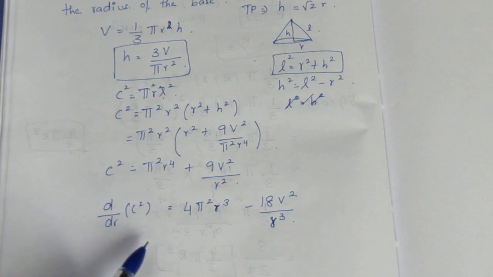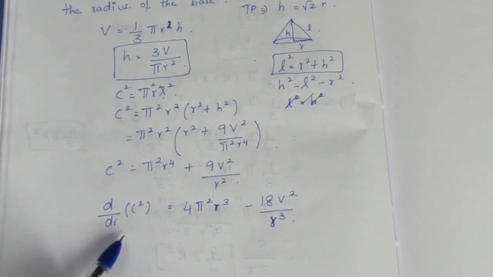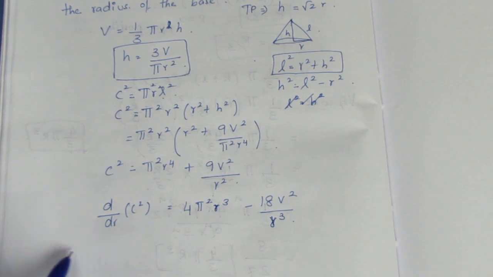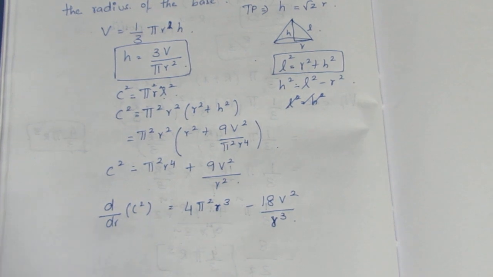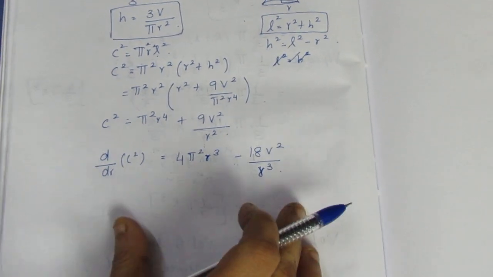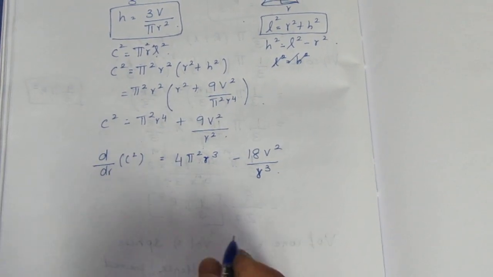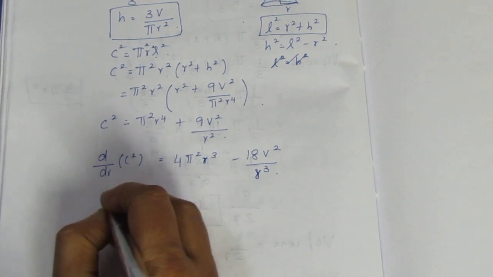Now we want a second differentiation. We need to find whether it's a minimum or a maximum. Here it's given it is a least. Least means minimum. Minimum means the second differentiation should be a positive value. So let me differentiate this again. We'll see whether it's a positive value. So, second differentiation.